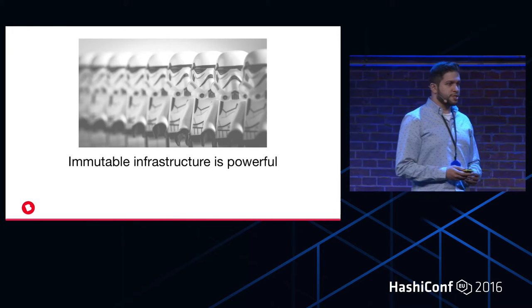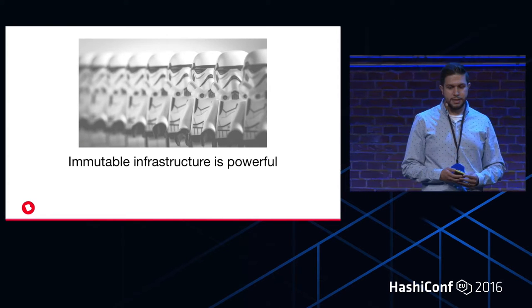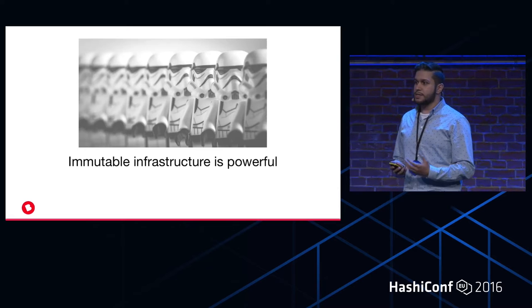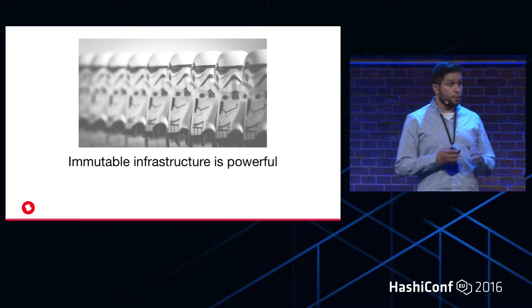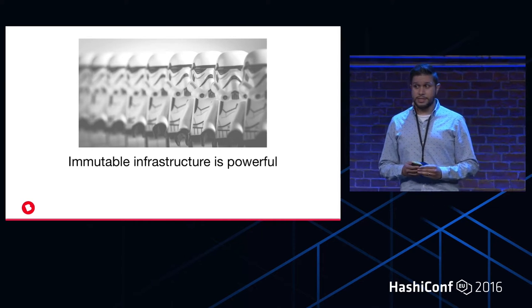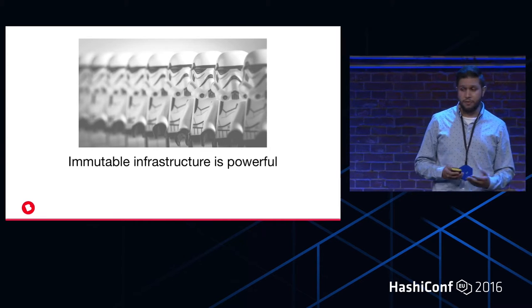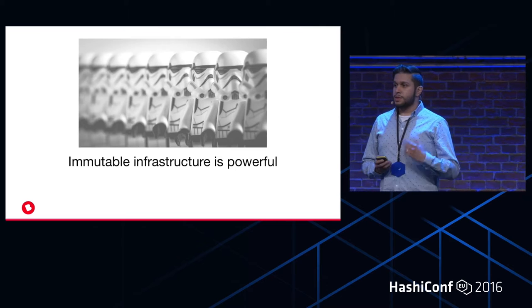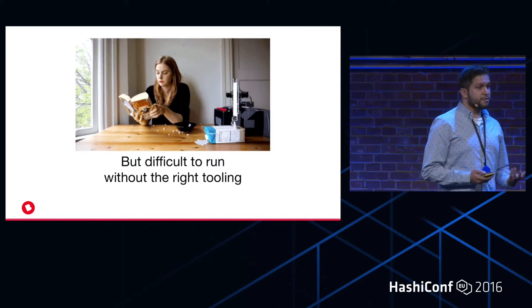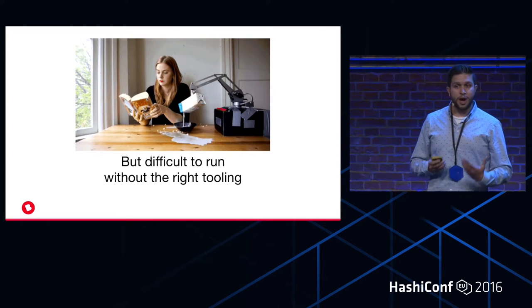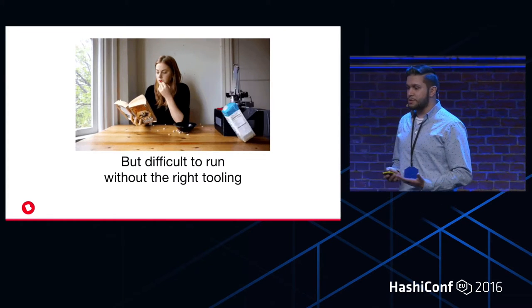Now, immutable infrastructure is a very powerful pattern. The idea that you can create, update, and destroy servers on a whim without service interruptions is awesome. That is the dream that we all aim for. But the problem with this is that it's difficult to achieve without having the right tooling in place to enable you to do that.